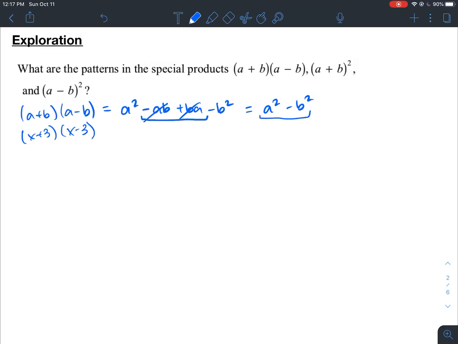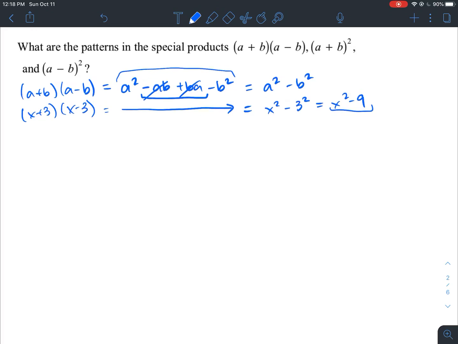Well, guess what? We already did this process, so we can just plug in our terms right here. So now we know that the result should look like x squared minus 3 squared, which is equal to x squared minus 9. So we just found a pattern, so now we can avoid doing all of this right here of multiplying it out, because we know that there is a pattern.